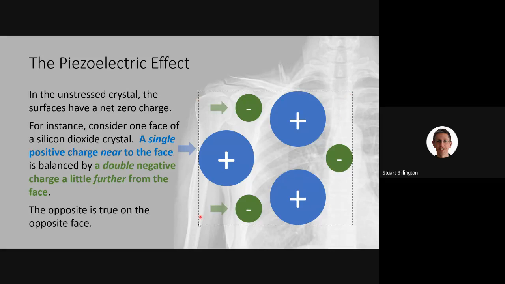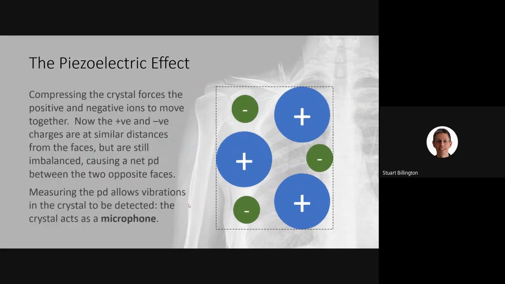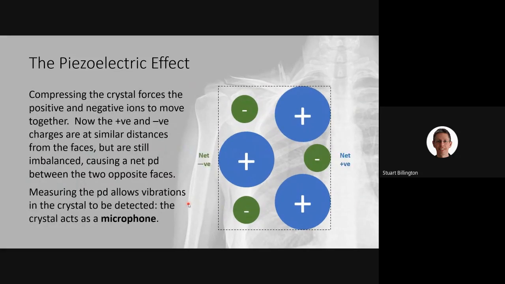Okay, so ordinarily, if you take a cross section through the crystal, any particular bit of it is electrically neutral. However, what will happen if we squash it? So if we apply some compressive force to the left and right sides, we can compress the crystal. And now when we compress the crystal, the charges haven't changed in size, but they have changed in location. And so the top surface is still electrically neutral and the bottom surface is still electrically neutral. But now the left-hand side has got one positive charge and its two negative charges, and they're all very near to this face now. And so in actual fact, this face is ever so slightly negative.